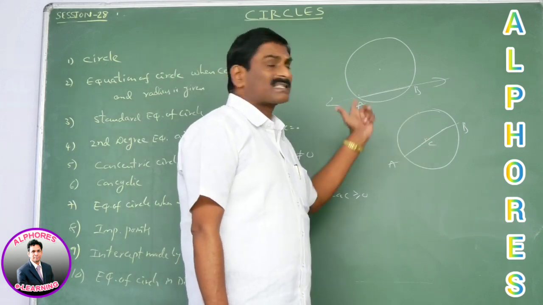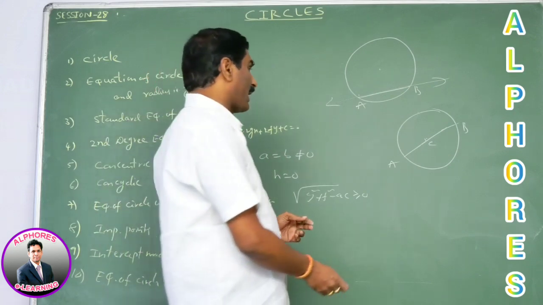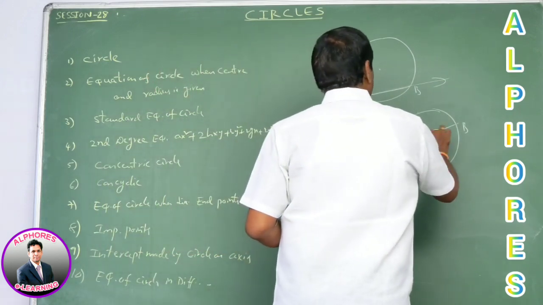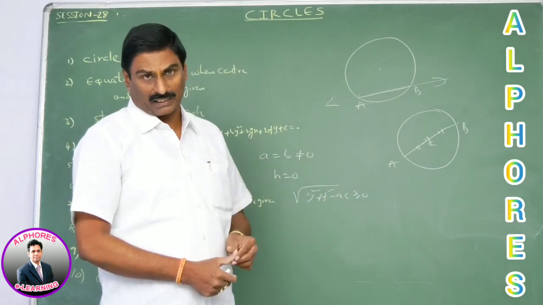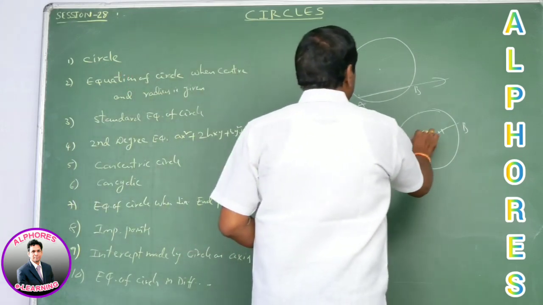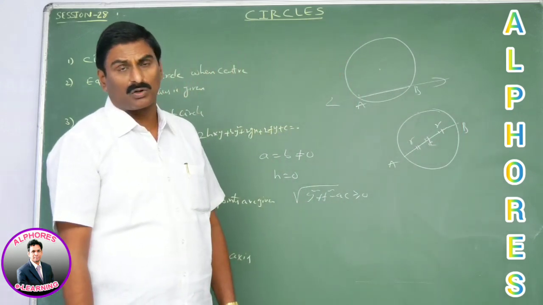Every diameter divides the circle into two equal parts. Each part is said to be a semicircle. At the same time, every diameter is bisected by the center of the circle. This is R, this is R. The total length is said to be the diameter. Diameter is equal to 2R.